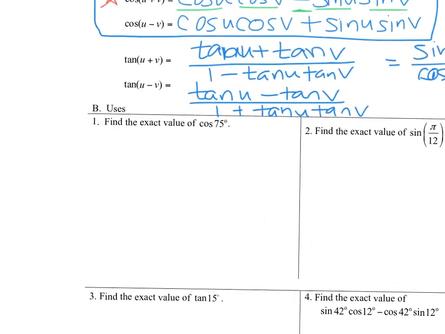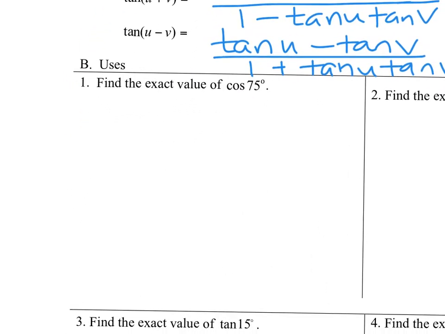This is what we're going to do. Letter B, we're going to find some uses for these, and here's our first use. We want to find the exact value of the cosine of 75 degrees. We can go to our calculator and punch in cosine 75 degrees, and it gives us this ugly decimal, but I want to find the exact value. Exact value is going to be in terms of radicals. 75 is not one of our 30, 60, 90 triangle angles.